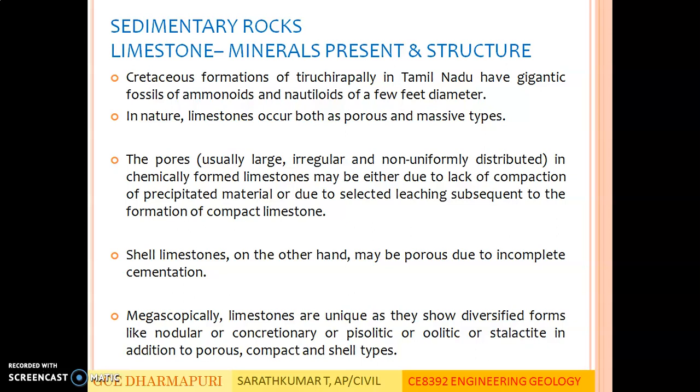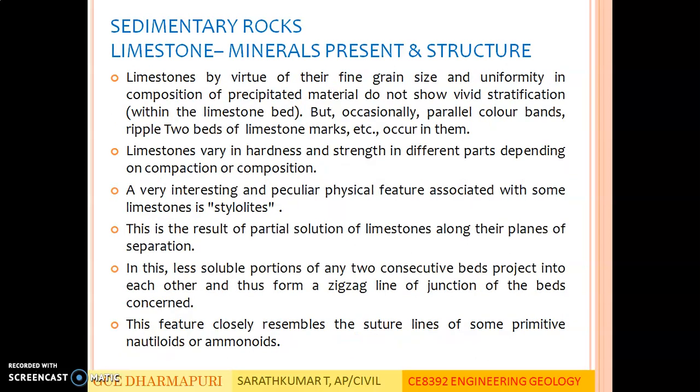The pores in chemically formed limestone may be either due to lack of compaction of precipitated material or due to selective leaching subsequent to the formation of compact limestone. Shell limestones, on the other hand, may be porous due to incomplete cementation. Macroscopically, limestones are unique as they show diversified forms like nodular or concretionary or pisolitic or oolitic or stalactite in addition to porous, compact and shell types.